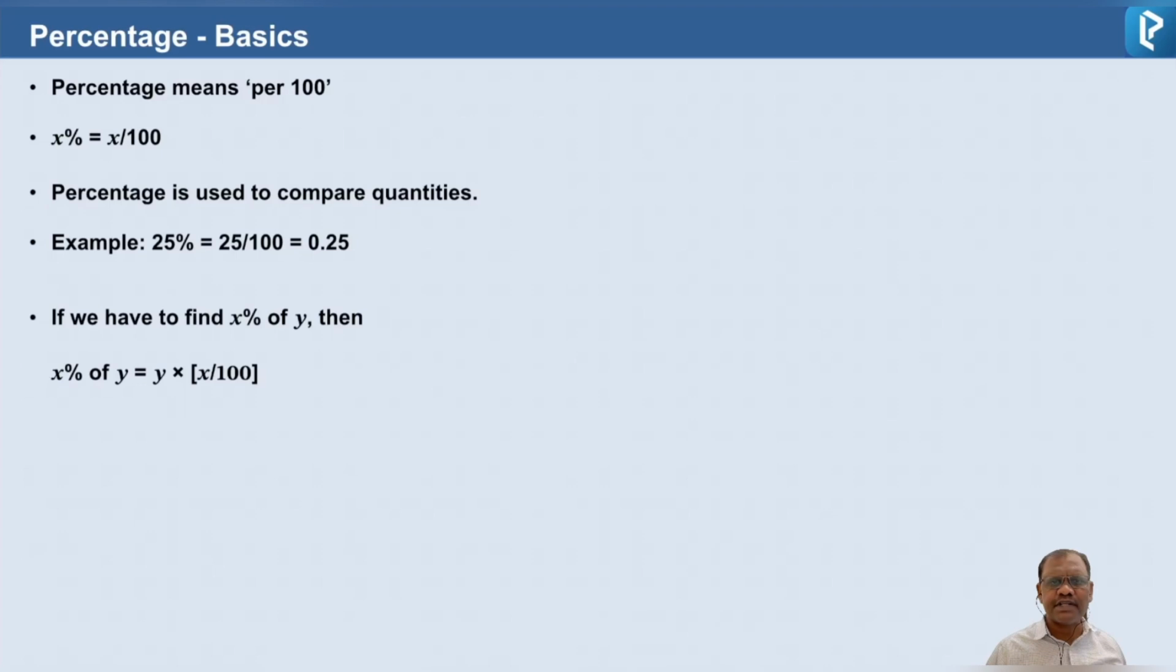If we have to find X% of Y, then X% of Y is equal to Y multiplied by X by 100. So X% stands for X by 100, and "of" stands for multiplication.